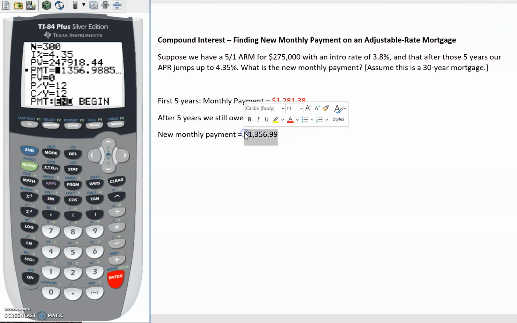And this is not uncommon for adjustable rate mortgages, ARMs, to have a higher monthly payment once our intro rate is up. So the intro rate is usually lower than whatever the market rate is later. Not always, but oftentimes that's the case. So our original monthly payment was $1,281 and change. This one, $1,356 and change.